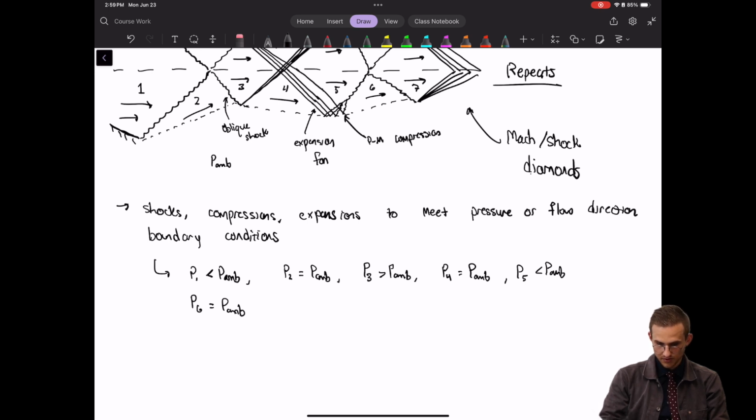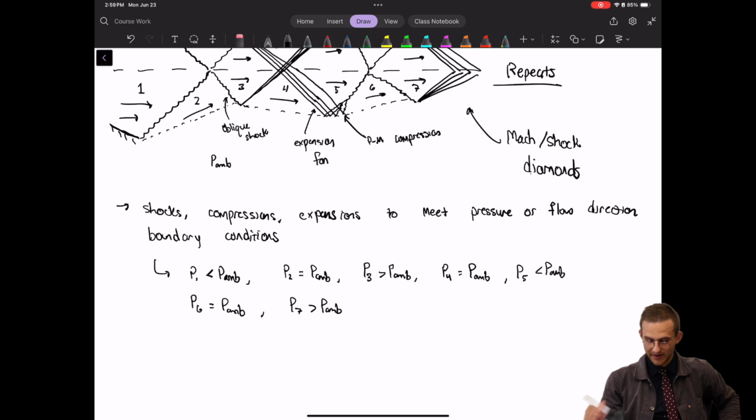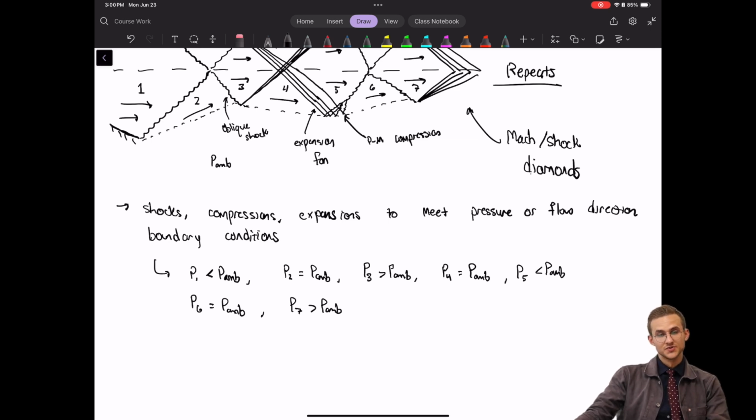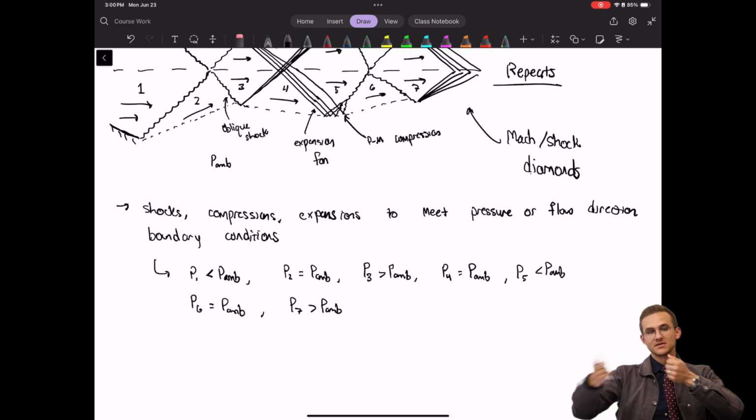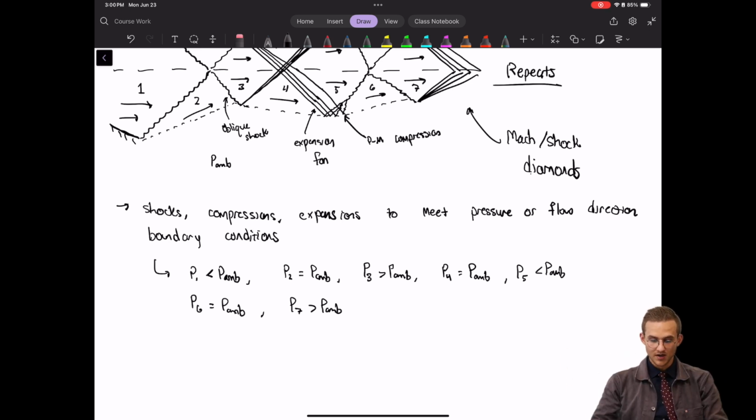P7, you're going through an oblique shock again to meet a flow direction boundary condition, and so now you're greater than P ambient again. But in the process, 1 is mapped to 5, 3 is mapped to 7, and it continues. So every time a flow direction boundary condition is being satisfied, that screws up your pressure boundary condition, and then you have to go through some other mechanism to satisfy the pressure boundary condition, and then they're passing each other off.